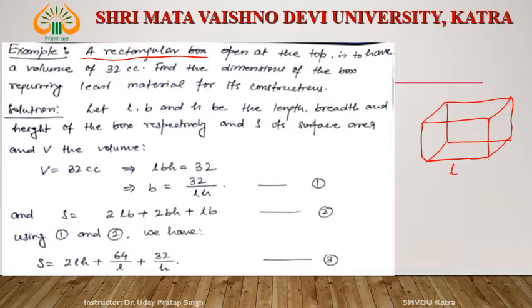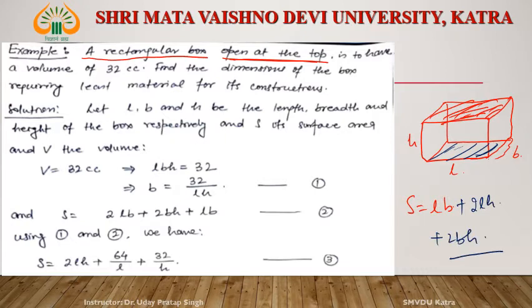Okay, this is H, this one is B. So, a rectangular box open at the top, this part is open. So the surface area is given by LB, this LB, plus 2 times LH plus 2 times BH. Okay, 2 times LH, 2 times BH.